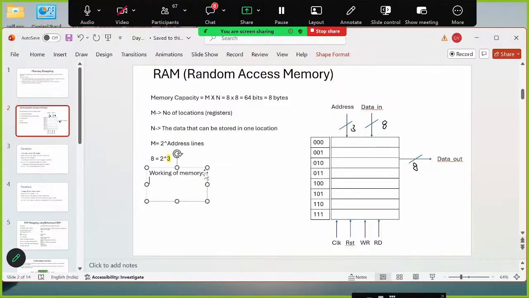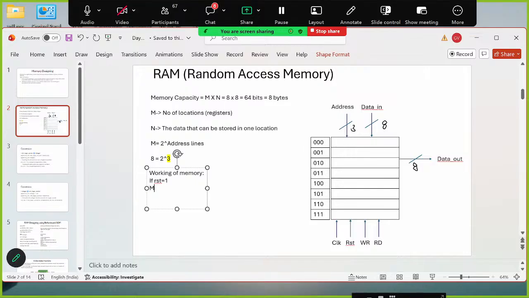What should we do? If reset equal to 1, it means everything should be reset. Means all the registers should be reset. So nothing should be available at data out.